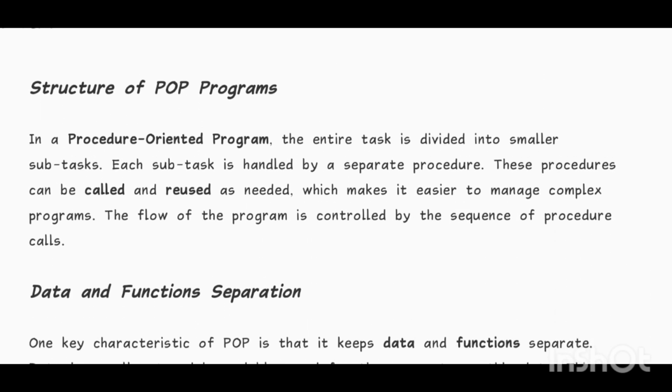Structure of POP programs. In a procedure-oriented program, the entire task is divided into smaller subtasks. Each subtask is handled by a separate procedure. These procedures can be called and reused as needed, which makes it easier to manage complex programs. The flow of the program is controlled by the sequence of procedure calls.